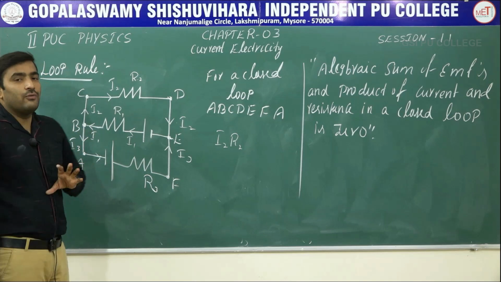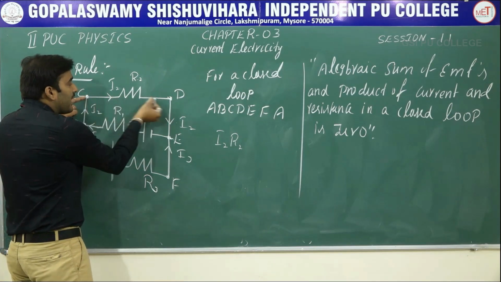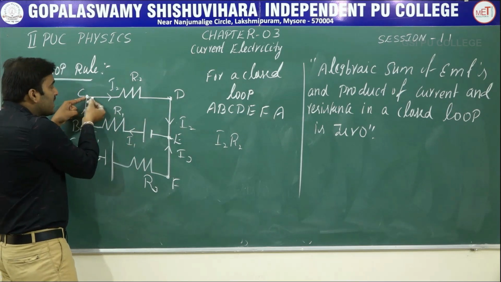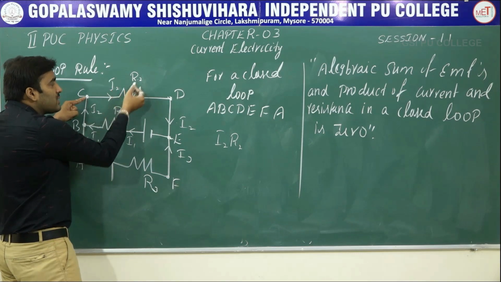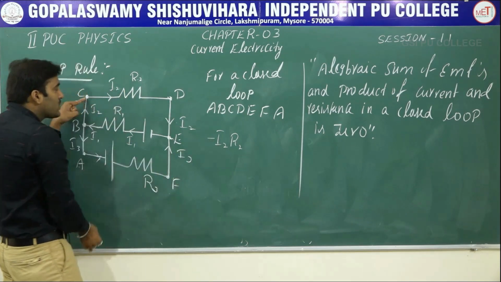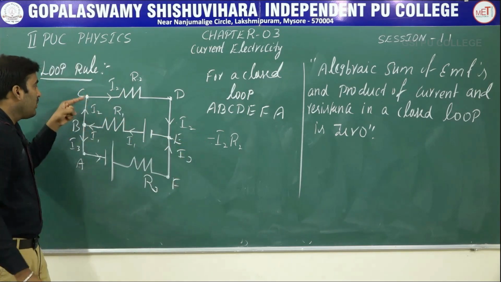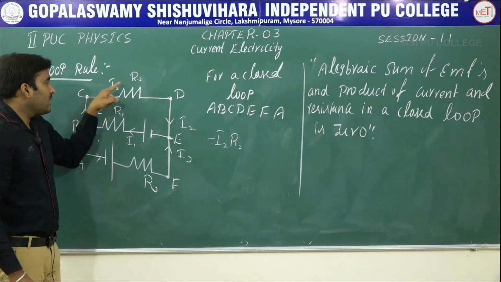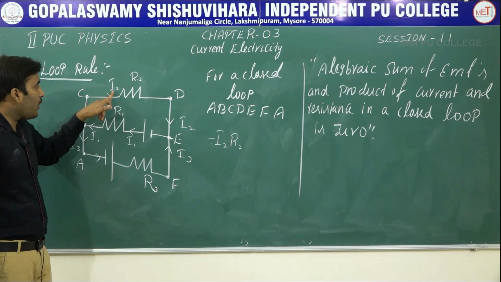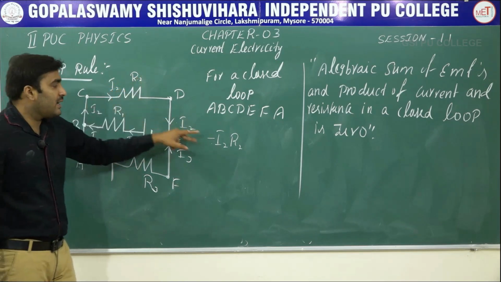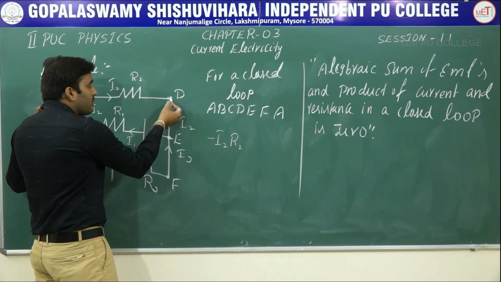But from the sign convention, if I move along the same direction as the current flow, the product of I and R, current into resistance, is taken as negative, so this product I2 R2 is considered negative. We are moving in the direction of current, C to D. The direction of current is the same from C to D, so the product of current and resistance is taken as negative. So minus I2 R2. Next I will come here.